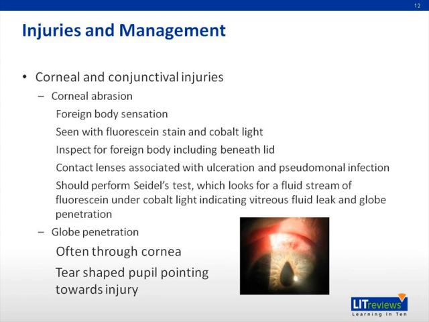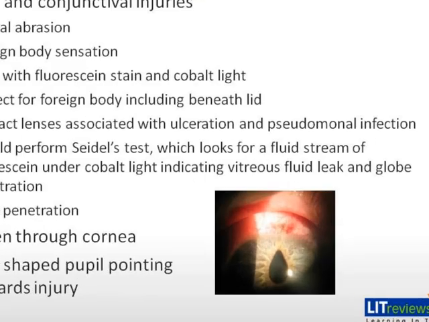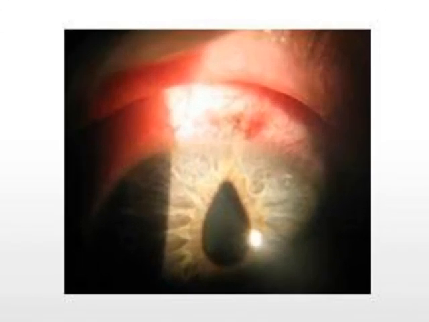You should perform Seidel's test, which is really just looking at the fluorescein that you put on the eye and looking to see if it looks like there's a vitreous leak beneath it. Just watch for that fluorescein almost kind of running away like a little river or a little stream of fluorescein in the light. If that fluorescein test, or Seidel's test, I should say, is positive, then globe penetration is really what you're looking at. If it's severe or if it's obvious, you'll actually see a tear-shaped pupil that points towards the globe rupture. And that's because the actual iris gets kind of pulled through that site of injury, which you can see on this slide down at the bottom.